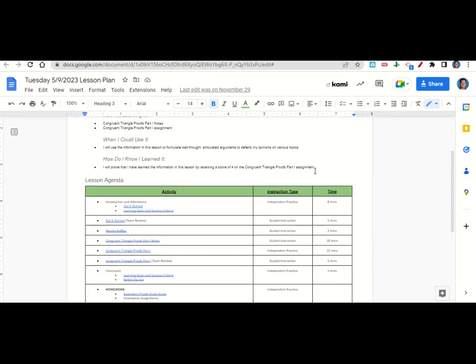Now let's take a look at our agenda for today. We will begin by going over the learning goals and success criteria. While we do that, you'll fill out your Get It Started. Once you've completed your Get It Started, we'll go over it together and answer any questions that you may have. Next, we'll do our weekly raffle. After that, we'll go over the Congruent Triangles Proofs Part 1 notes, and I'll give you time to complete the Congruent Triangle Proofs Part 1 assignment. Once you've completed the assignment, we'll go over it together and answer any questions that you may have. At the end of class, we'll go back over our learning goals and success criteria while you fill out your Before You Go. Your only homework for tonight is to continue working on the Geometric Proof Study Guide and any incomplete assignments that you may have.